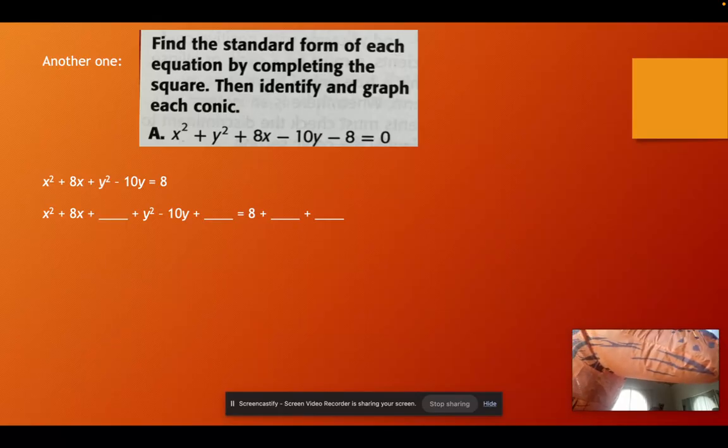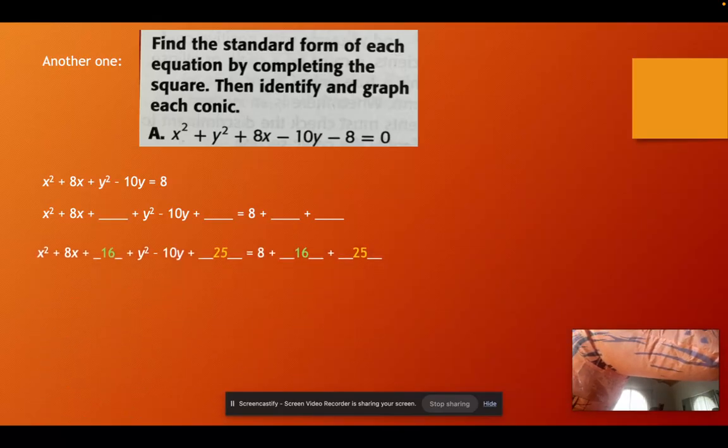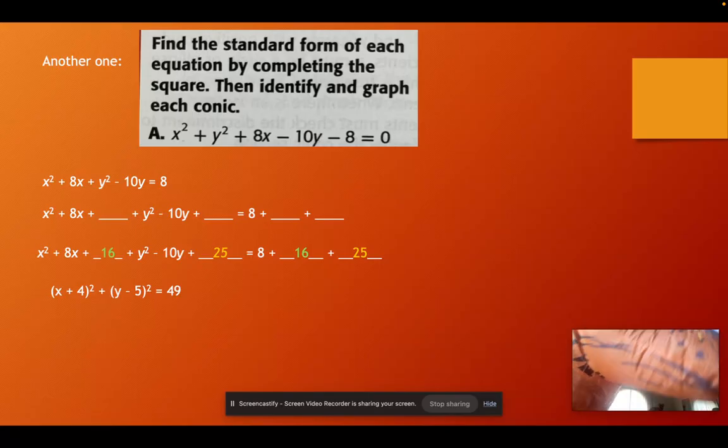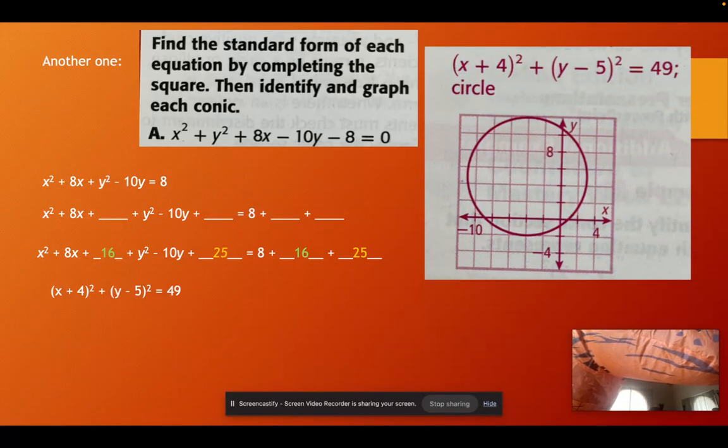So we're going to take the 8 in front of the x there, divide it by 2 and square it, and that's what goes in the blank for the x's. And for the y, we're going to look at that negative 10 divided by 2, that's negative 5. Negative 5 squared is positive 25, and we add that in the blanks. Now we factor our x terms and factor our y terms, and then collect all those constants on the right side. So we've got a circle centered at negative 4, positive 5, with a radius of 7, because the square root of 49 is 7, and it would look like this.